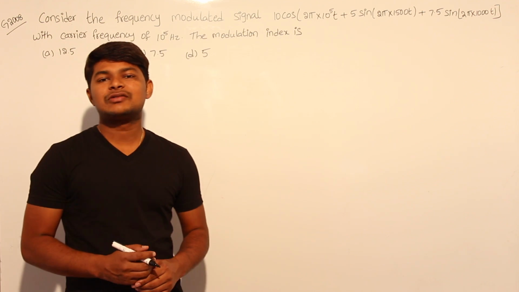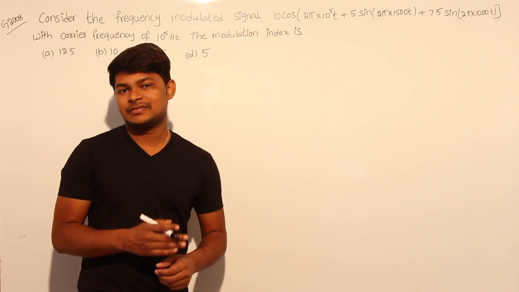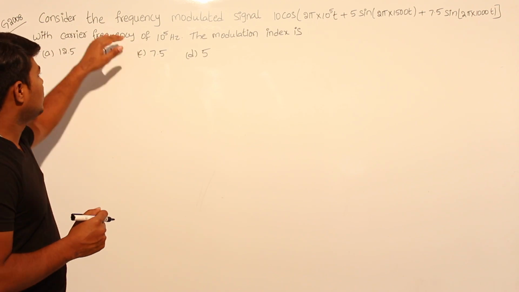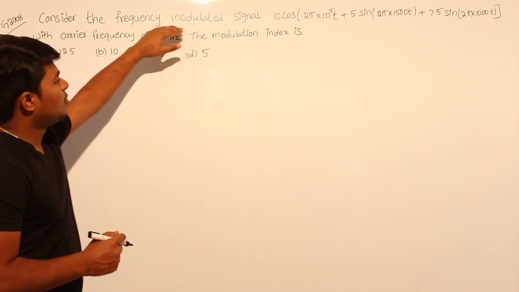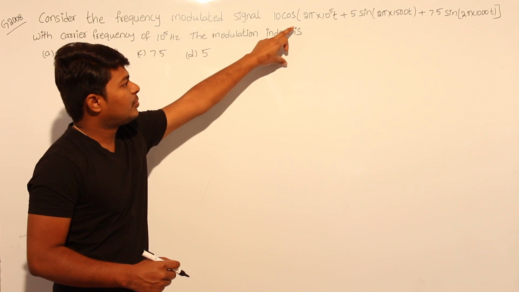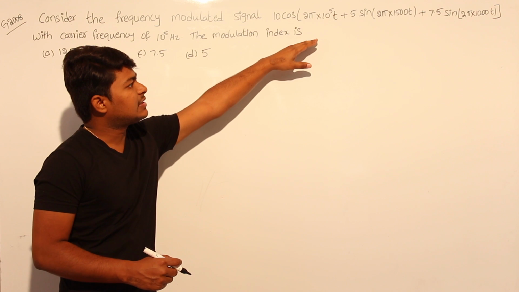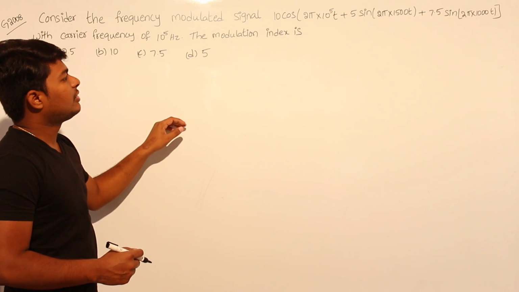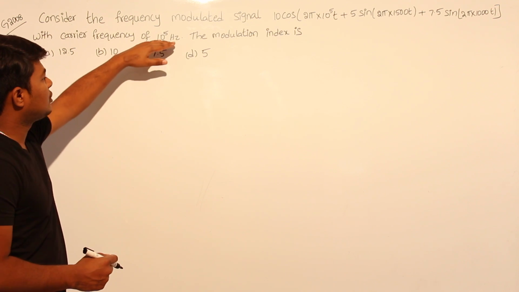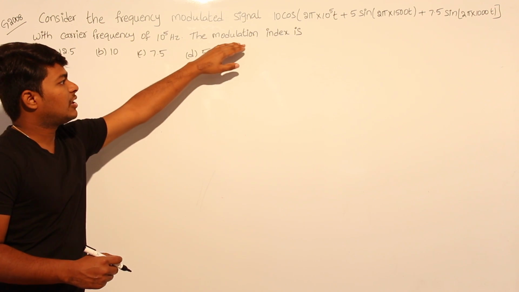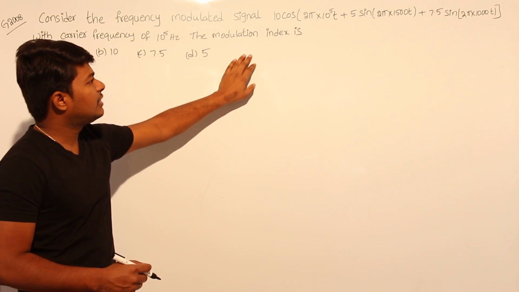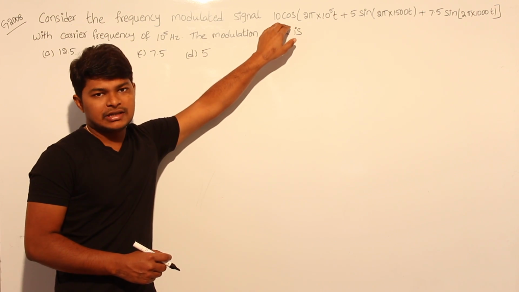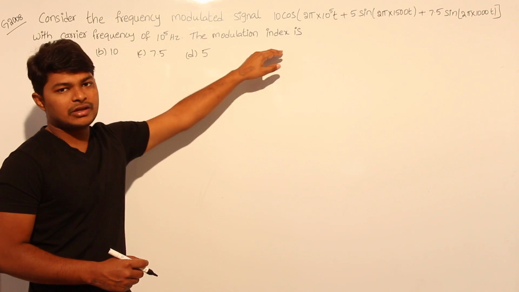Let's see this question. This question is given in GATE 2008 in the subject communication systems. Consider the frequency modulated signal 10 cos 2 pi into 10 power 5 t plus 5 sin 2 pi into 1500 t plus 7.5 sin 2 pi into 1000 t, with the carrier frequency of 10 power 5 Hz. They are asking what is the modulation index.